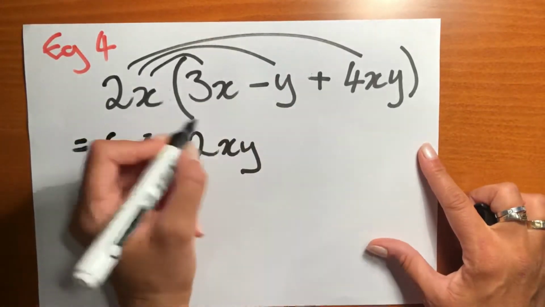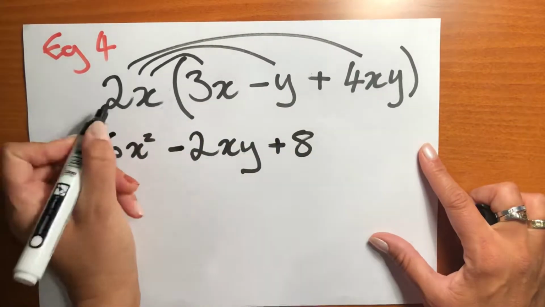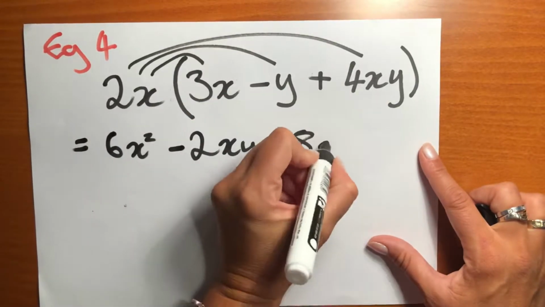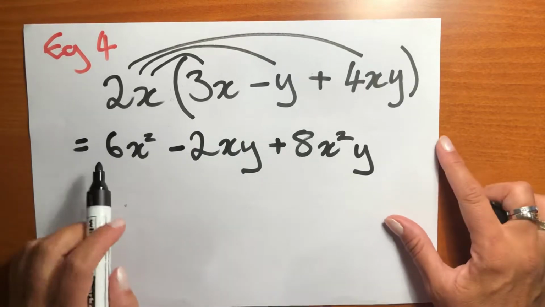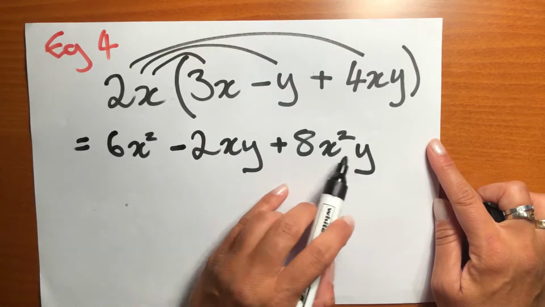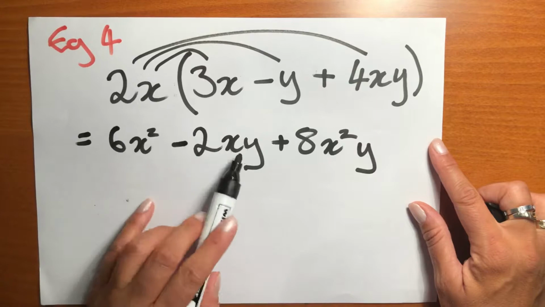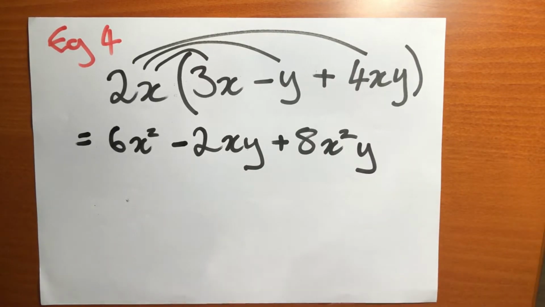And then 2 positives, so that's going to be positive 8. And then we go x times x is x squared, and we don't forget the y. Again, we have a quick look across to see if we've got any like terms. They're all slightly different. They're not exactly the same, so we don't.